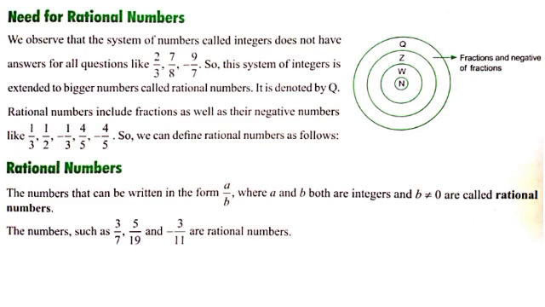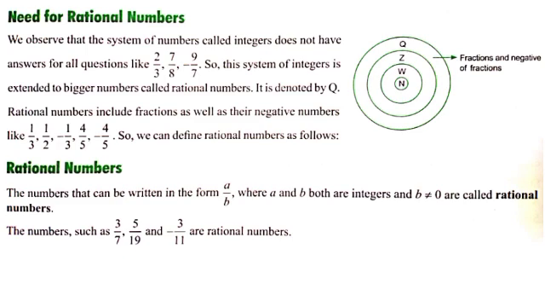Need for the rational number. We observe that the system of numbers called integers does not have an answer for all questions, like 2 by 3, 7 by 8, minus 9 by 7. These are different. That is, these are not negative natural numbers or positive natural numbers. They are fractions. So we extend to bigger numbers called rational numbers, denoted by Q.